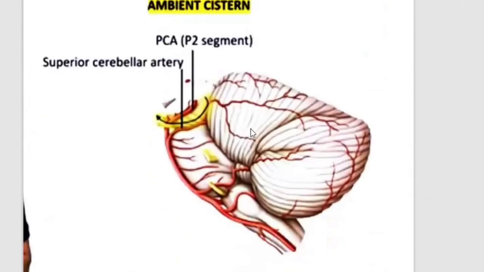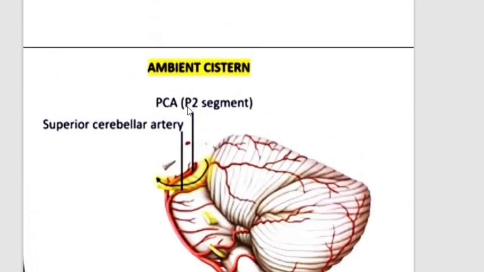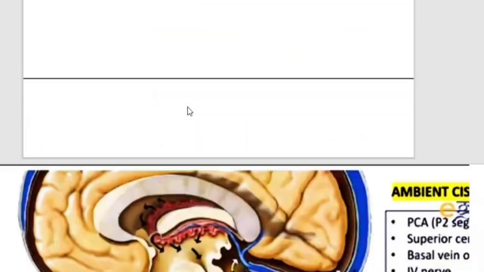We know this diagram, no? Cerebellum, midbrain, pons, medulla oblongata. This is the vertebral artery. This is the PICA arising from the vertebral artery. This is the AICA arising from the basilar artery. At the superior part, we have the superior cerebellar artery, which forms part of the content of the ambient system. And this is the P2 part of PCA.